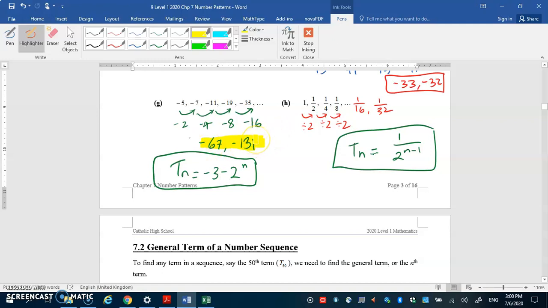And what is the general term? It will be Tn equals negative 3 minus 2 to the power of n. Okay, you don't have to know this, but just for people who are curious, this is the general term.